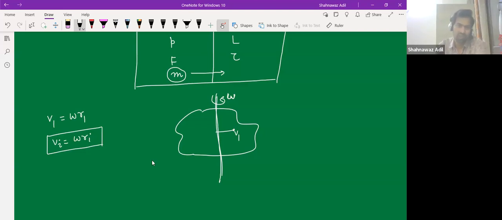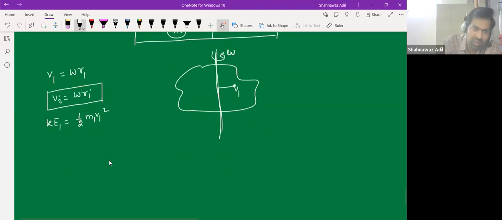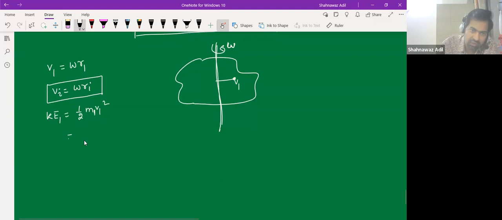Yes, sir. Okay, so if I write the kinetic energy of this particle, KE1, that would be half m1 v1 square. So this would be simply half m1 omega r1 square. Okay, so this is KE1.